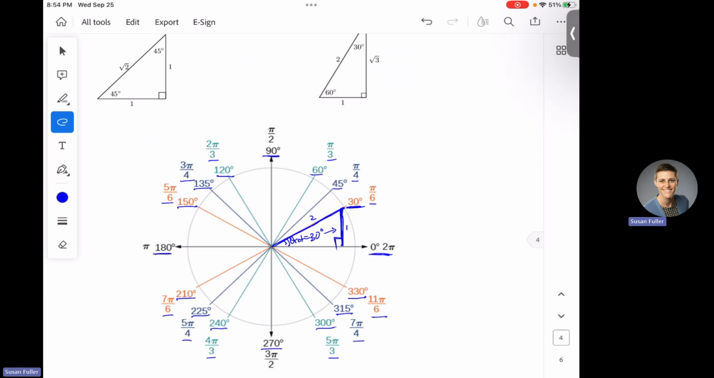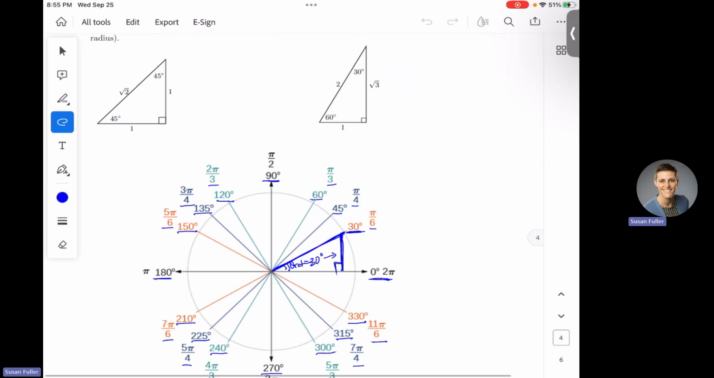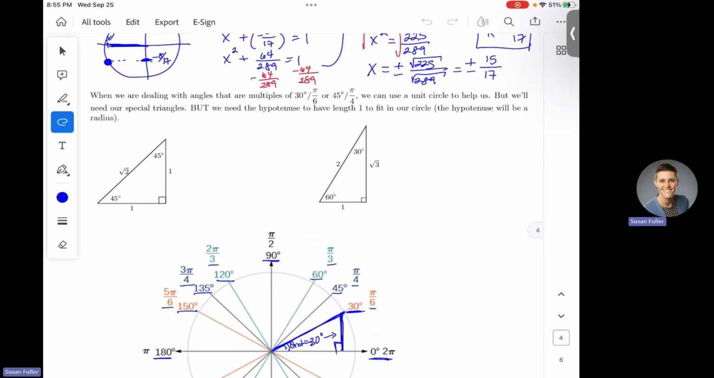It can't be 2 because this is the unit circle. And on the unit circle, the length of my hypotenuse, my radius, should be 1. It has a radius of 1. So this can't be right. So in order to use these special triangles on the unit circle the way that I want to, we have to scale them down. I need to make sure that my hypotenuse is 1.